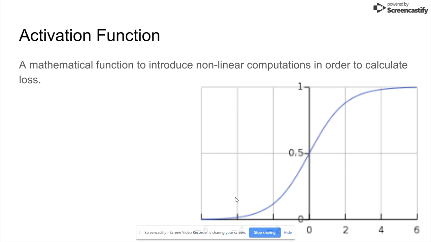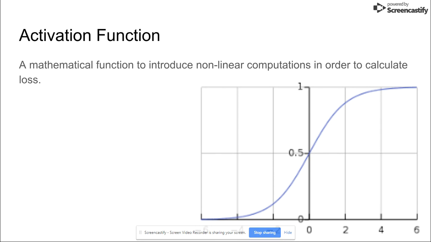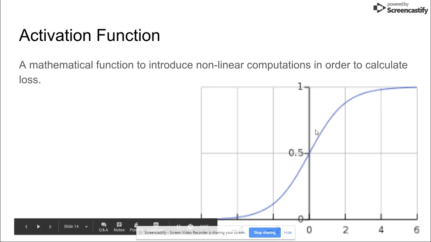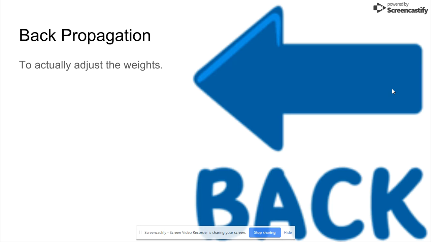An activation function is a mathematical function to introduce nonlinear computations in order to calculate loss. So this is the way to calculate loss, and this is different from gradient descent. Gradient descent is about how much you are going to go down and how low you are going to go. This is just to compute the loss with nonlinear computations. So this is a sigmoid function, which is one of the popular activation functions.